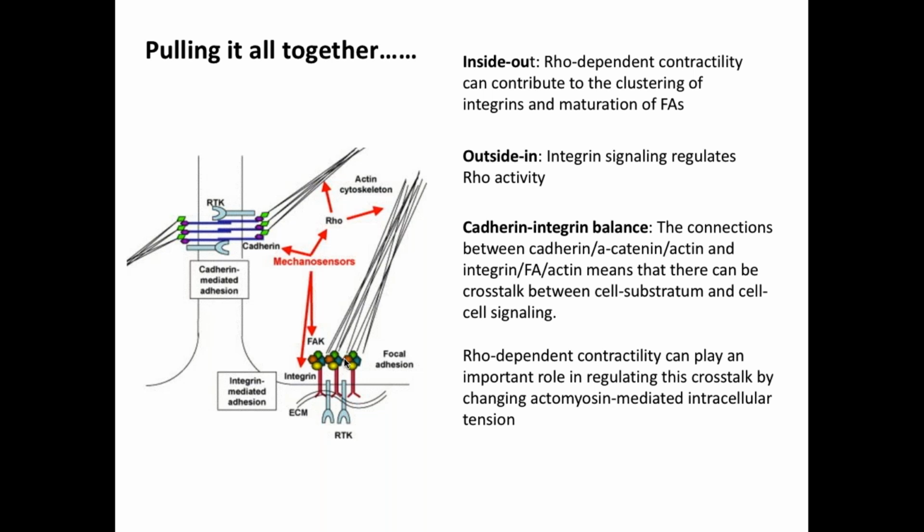So for inside-out signaling, you activate Rho, you're going to activate integrins. For outside-in signaling, integrins regulate Rho activity, and they regulate this balance between cell-cell and cell-ECM adhesion, through the tensional state of the cell and this crosstalk in actin. Okay, and with that, I am going to stop.